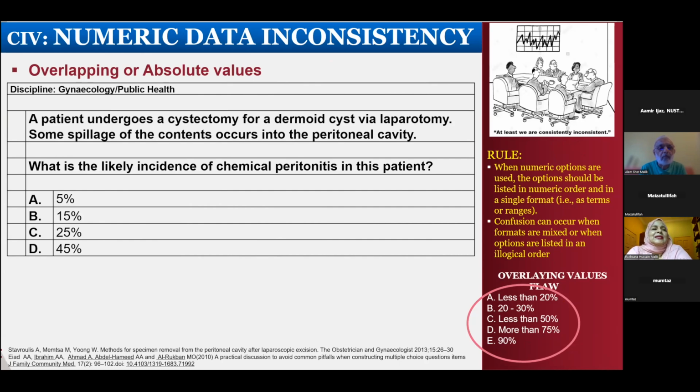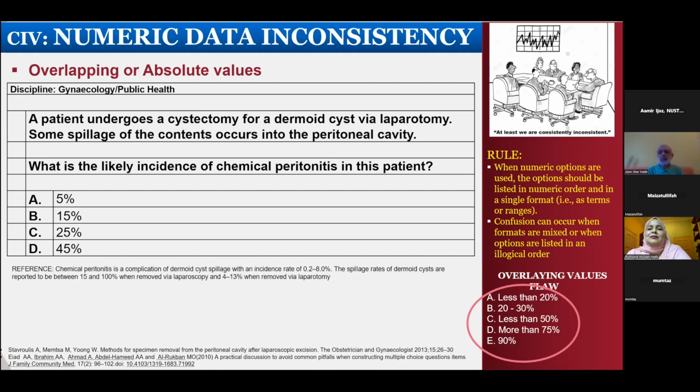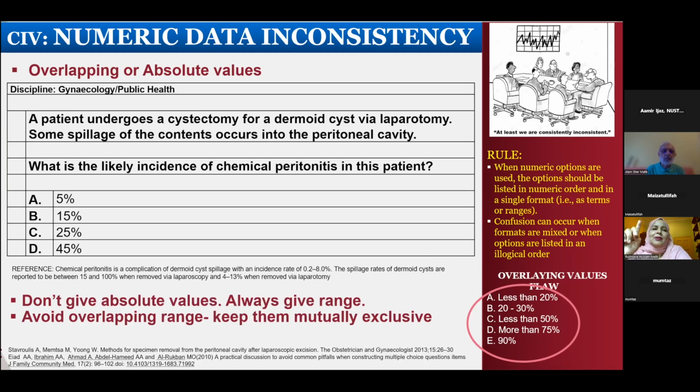Now, suppose the best answer is 15. It's an absolute term. What if it is 16%? What if it is 17%? So you don't give the absolute value. You always give the values in a range. Don't give absolute values. Always give in the range.